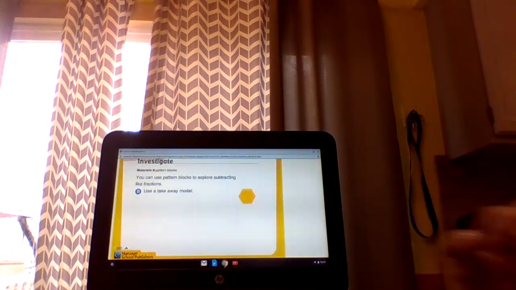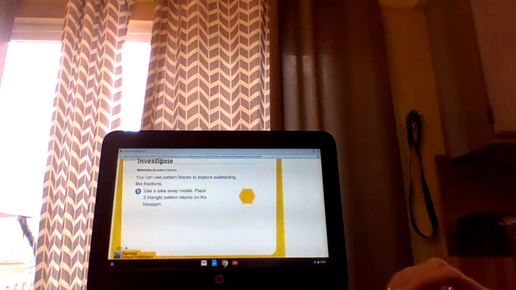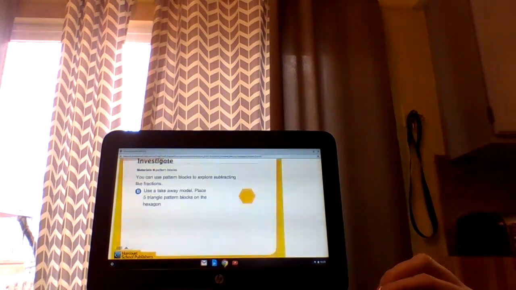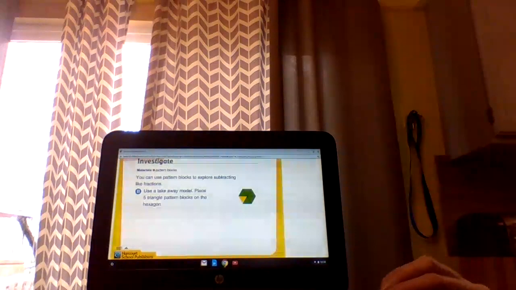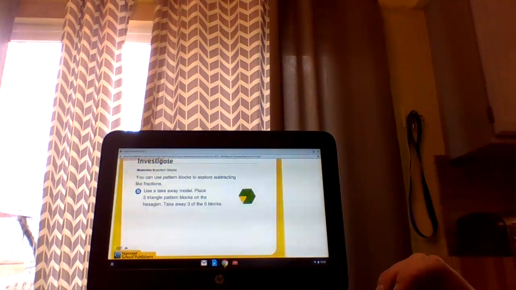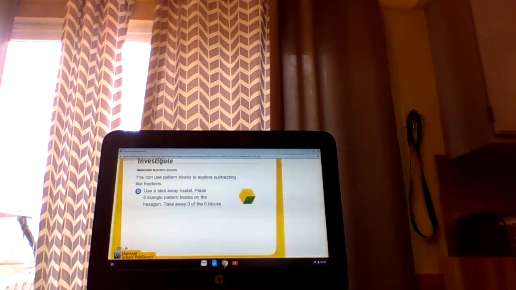Use a takeaway model. So we start with 5 triangles. This is showing our hexagon in sixths. So I have 5 sixths. And I'm going to take away 3 of them. What sentence is that? That's 5 sixths minus 3 sixths. They're highlighting those 3 and took them away.